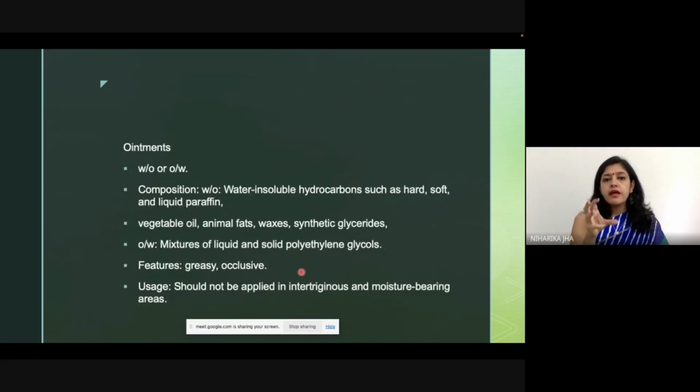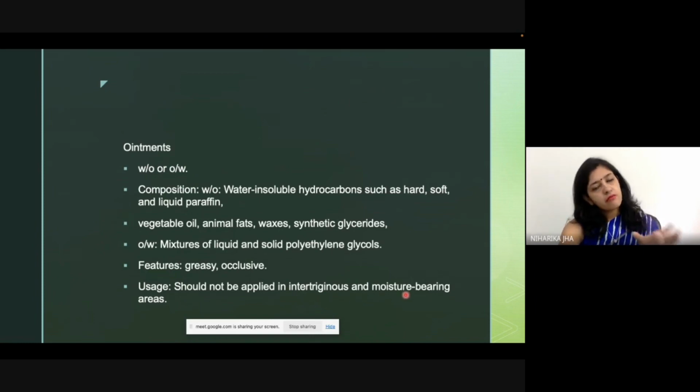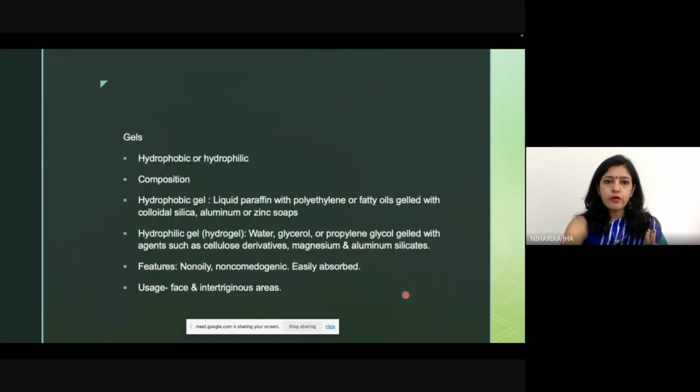Ointments, they are used where we need an occlusive effect. So particularly hyperkeratotic disorders, ointment would be a better option rather than creams or lotion. But they should not be used in hairy areas and moisture-bearing areas. Ointment can be again water in oil or oil in water.